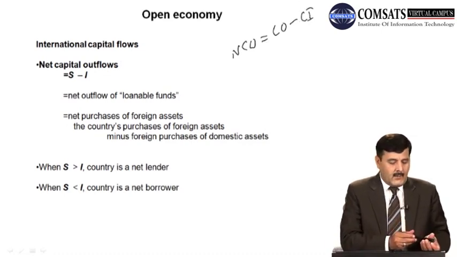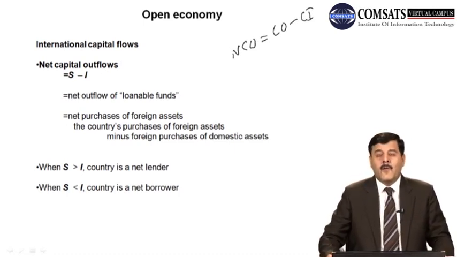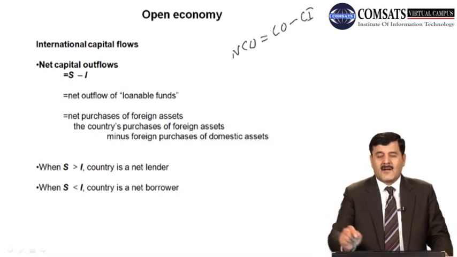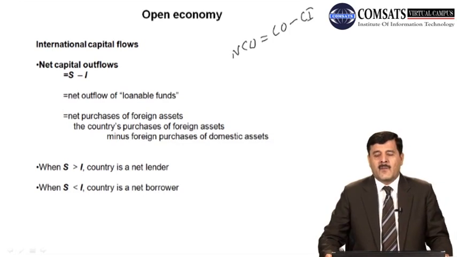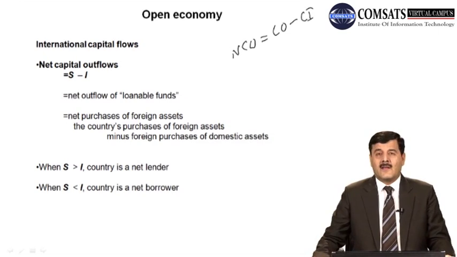So it is capital outflow minus capital inflow. When we say that saving is greater than investment, in that case the capital outflow part is bigger than the capital inflow part, right? So when saving is greater than investment, the domestic country tries to buy assets or invest in other countries, right? When S is less than I, the country is a net borrower, which means it needs foreign investment. Foreigners will come into the country and invest, and that will become the capital inflow for the economy.